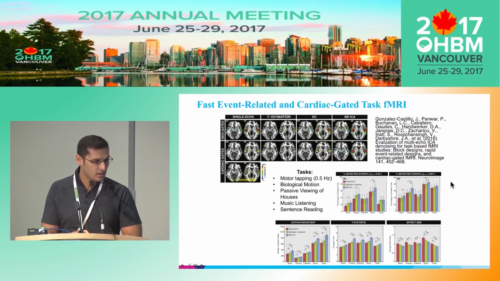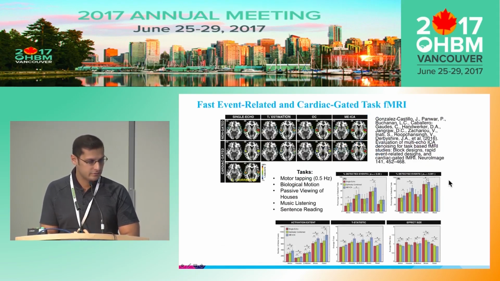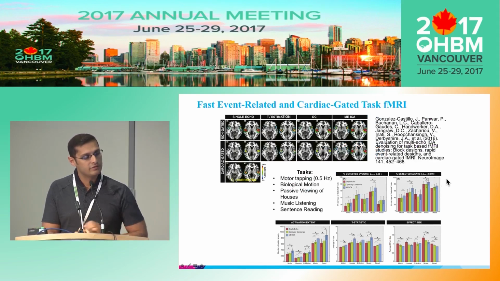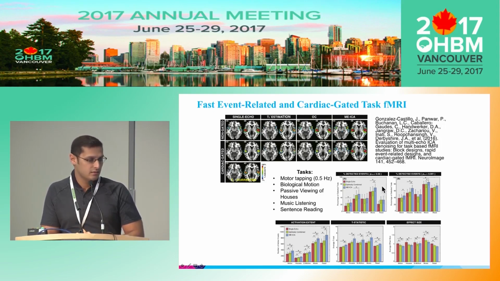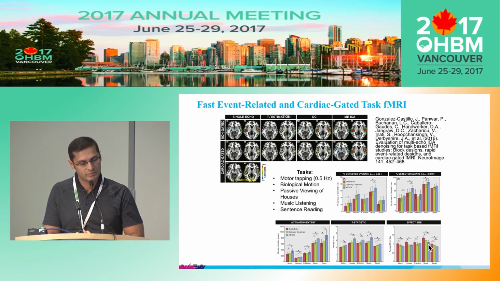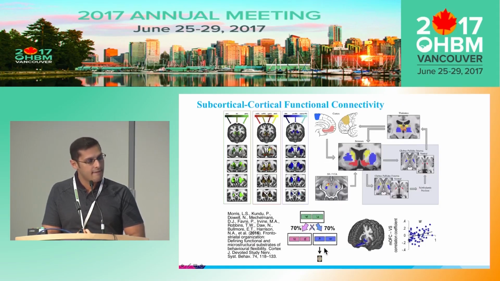Javier's recent paper on fast event-related and cardiac-gated task fMRI showed that multi-echo ICA had essentially the highest rate of event detection, and the highest t-statistic, even though you had a small reduction in effect size in the optimal combination, possibly due to T2 star effects. The activation extent was also highest in multi-echo ICA.